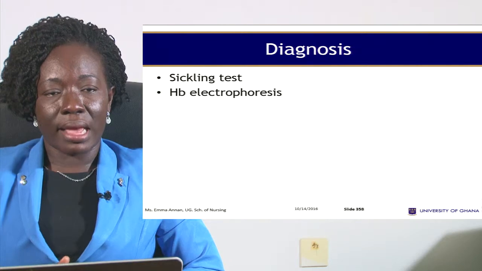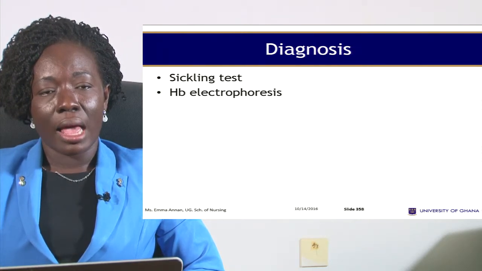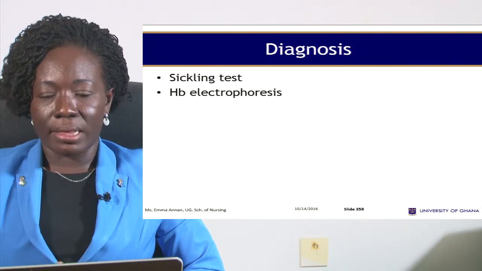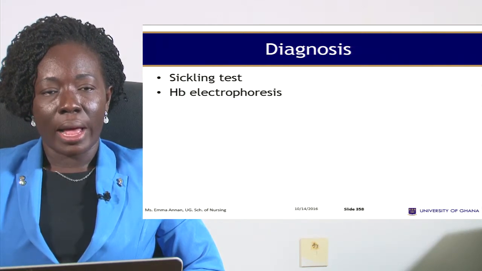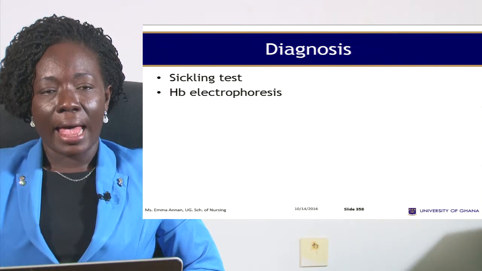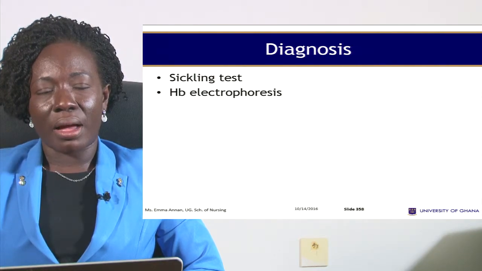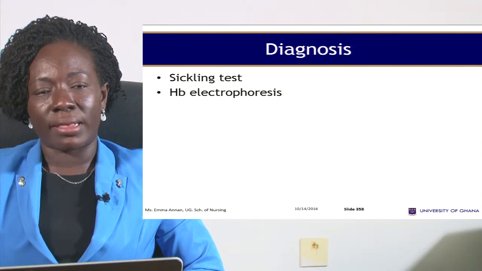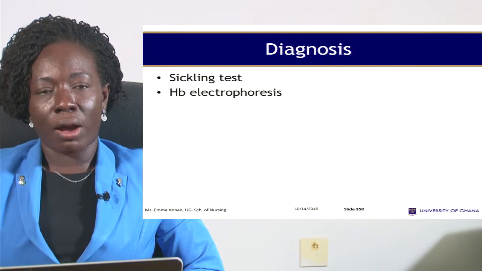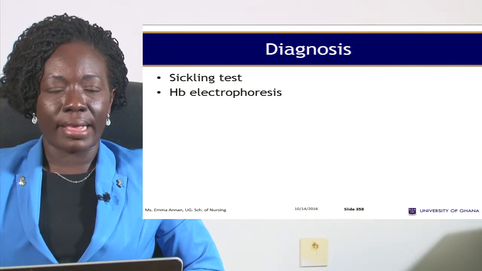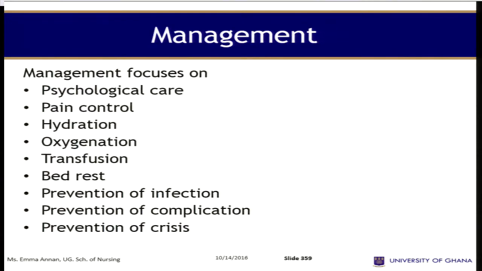Diagnosis, we have the sickle test and the hemoglobin electrophoresis, but it cannot be done in infants. You have to wait for them to grow a little because of the fetal hemoglobin, because most authorities are saying that they are not sure of the time the fetal hemoglobin disappears. So after 1 year, you can comfortably go and do the sickle test.